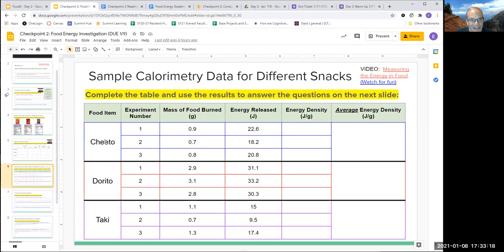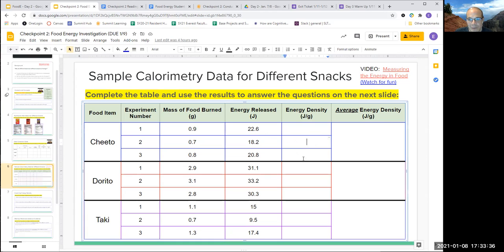So for each Cheeto and Dorito or Taki, for each snack food here, there were 3 experiments done. And you can see there's a different mass each time and a different amount of energy released. So what you need to do to complete this table is calculate the energy density for each of these experiments. So 3 for each snack food, 9 in total. And you do this just by dividing the energy released, and the units here you can see are joules, by the mass of the food that's burned here, which is in grams.